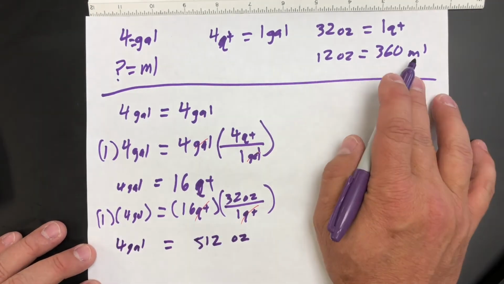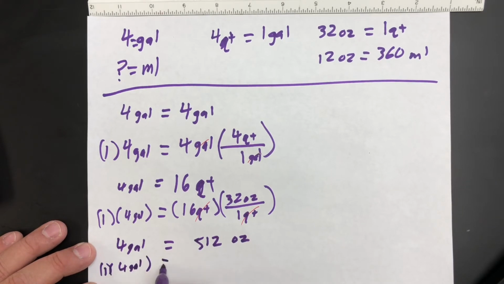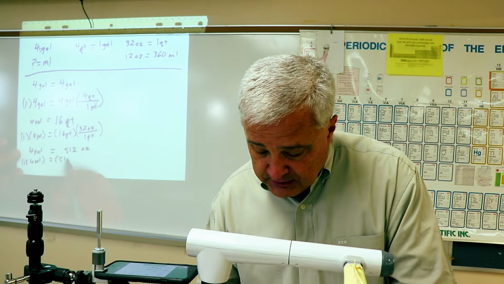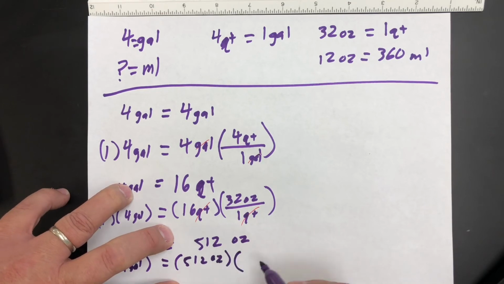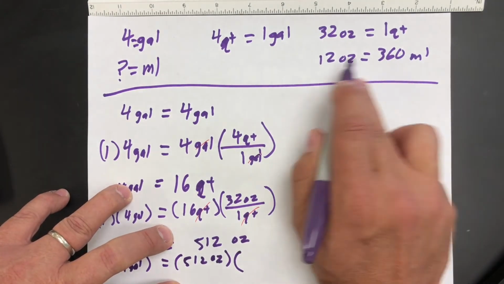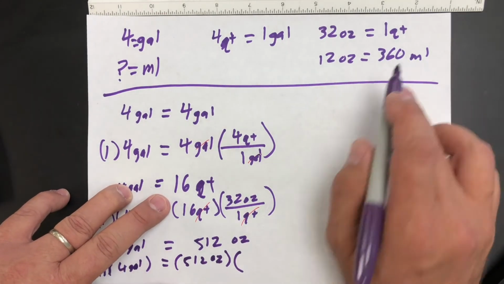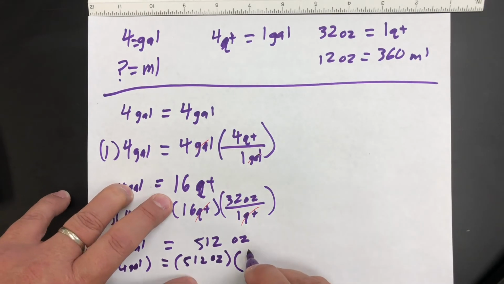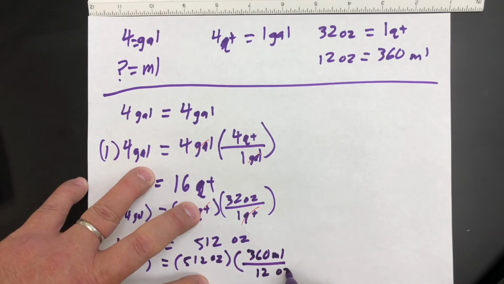Now I'm going to go from ounces to milliliters. Ounces to milliliters. Okay? So I'm going to multiply by 1 again. 1 times 4 gallons equals 512 ounces times, I'm going to multiply by 1 since this is equal. This divided by this is 1. So multiplying by 1, I want it to end up in milliliters, so I put milliliters on top. 360 milliliters divided by 12 ounces.